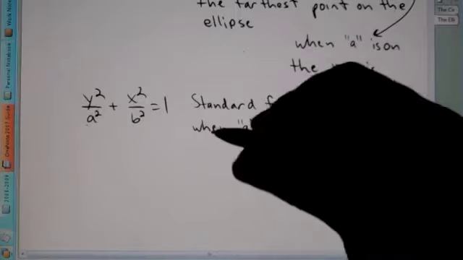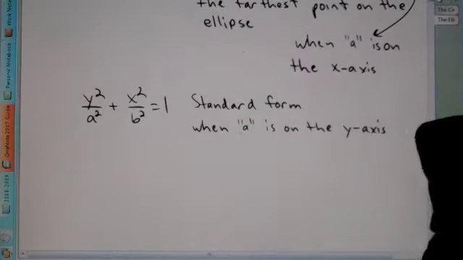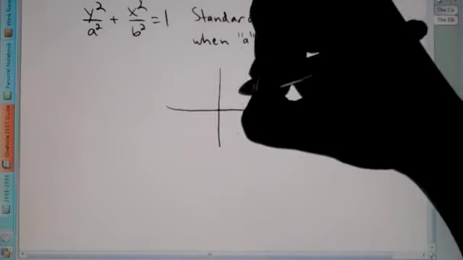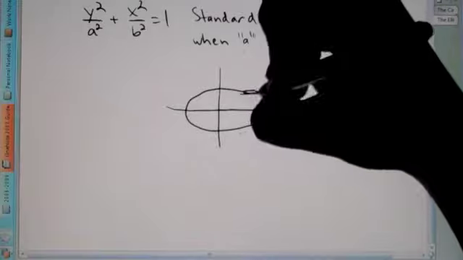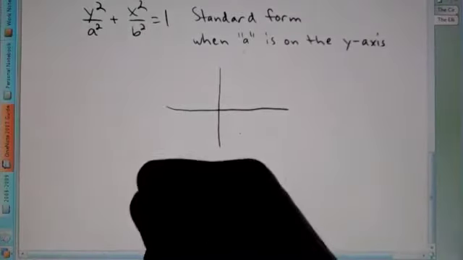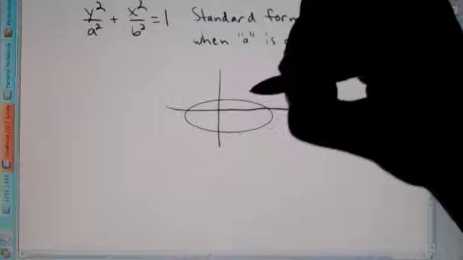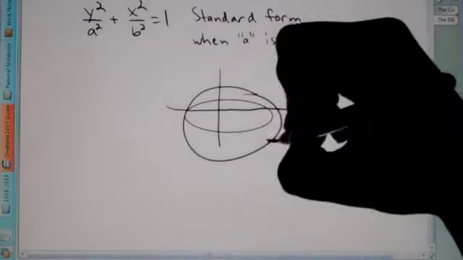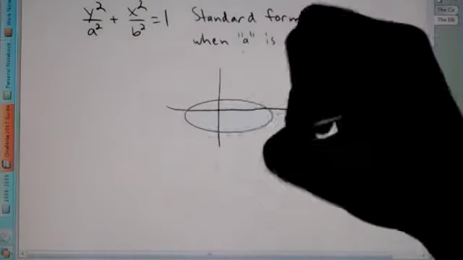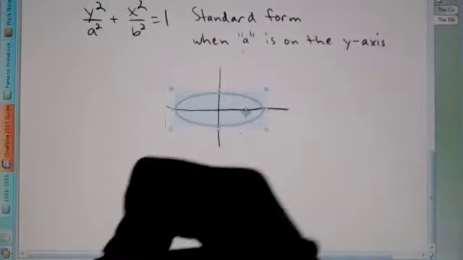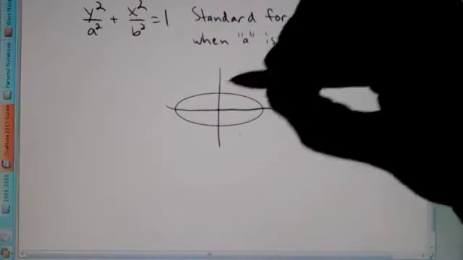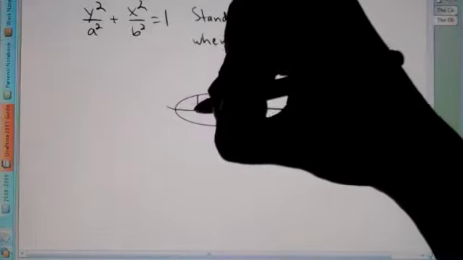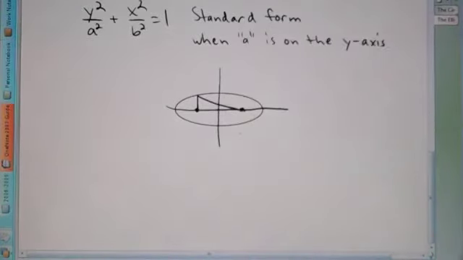Now the two other points that you're going to need to know are called focal points. If I were to give you an ellipse here, the focal points are the two points that add up, where the distances will be the same no matter where you go.